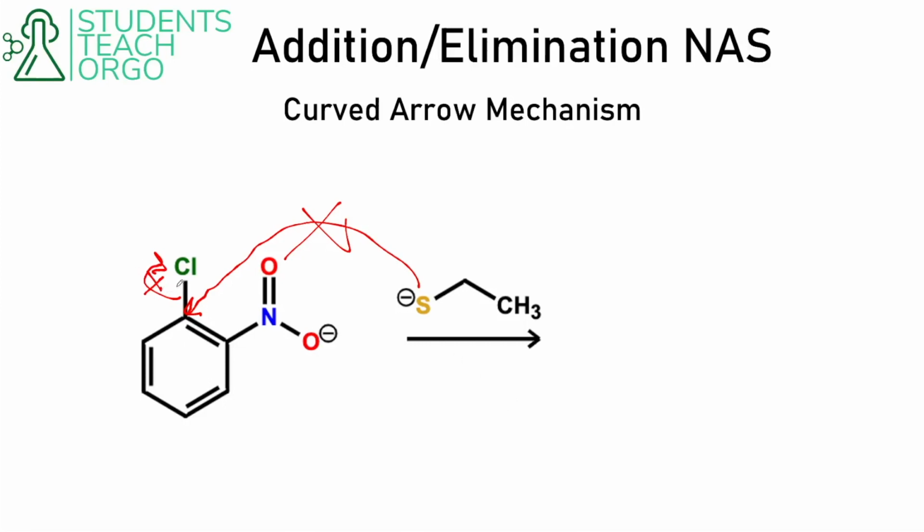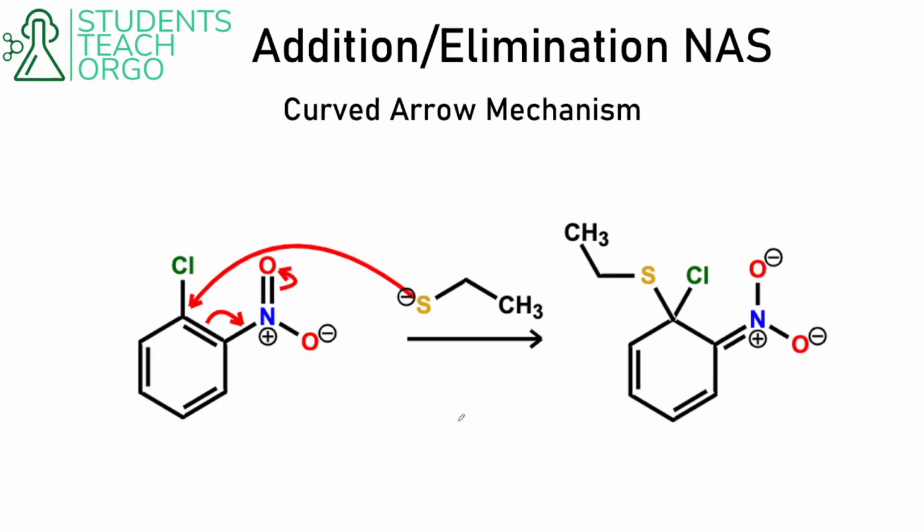Well, if I told you that the chlorine isn't going to leave immediately, that means we're going to have to move this double bond somewhere and introduce a negative charge somewhere in this molecule. So if we go forward, the reaction is actually going to proceed like this. The sulfur is going to attack that carbon, the double bond is going to move over, and then this double bond is going to move up to put this minus charge on the oxygen.